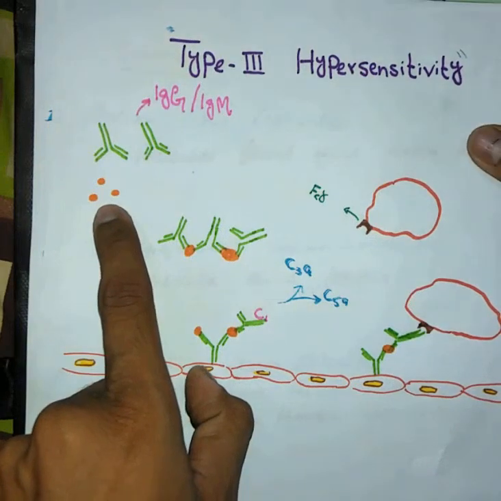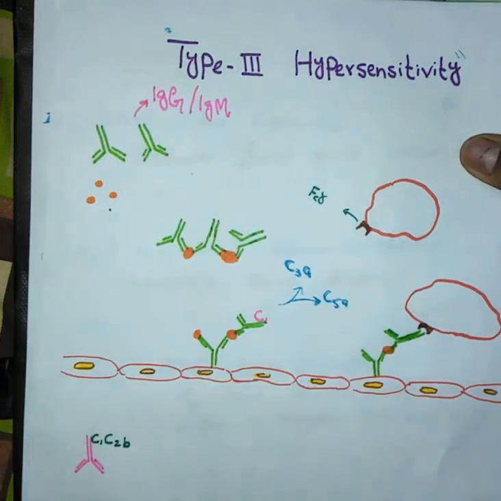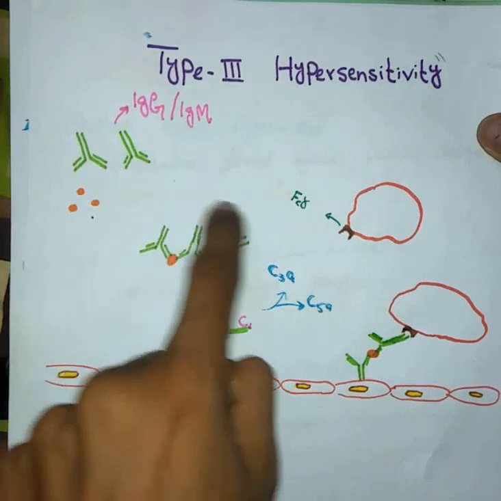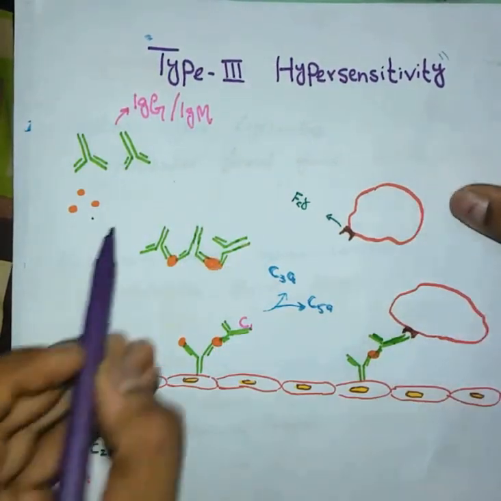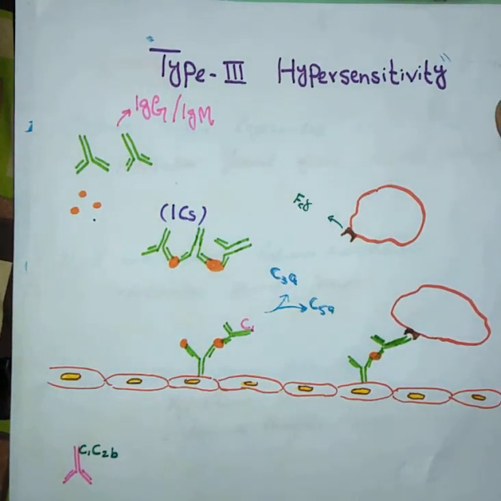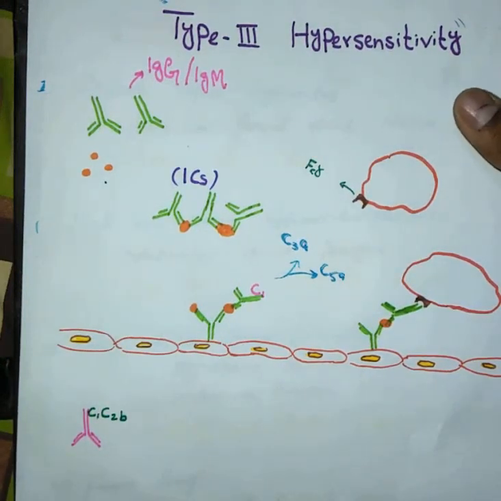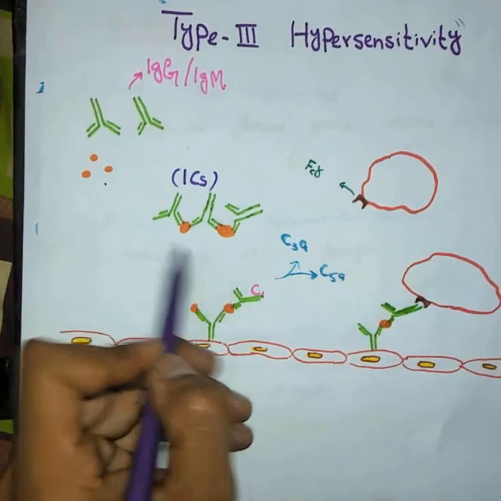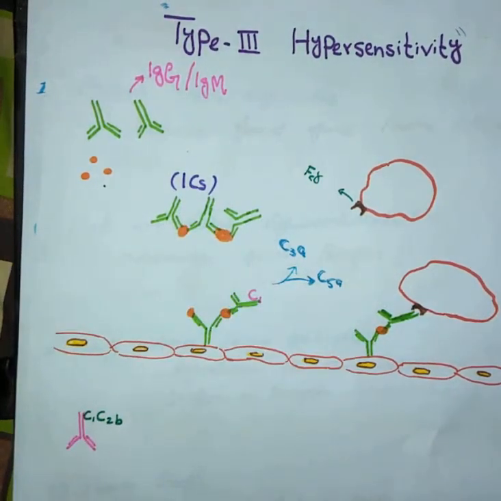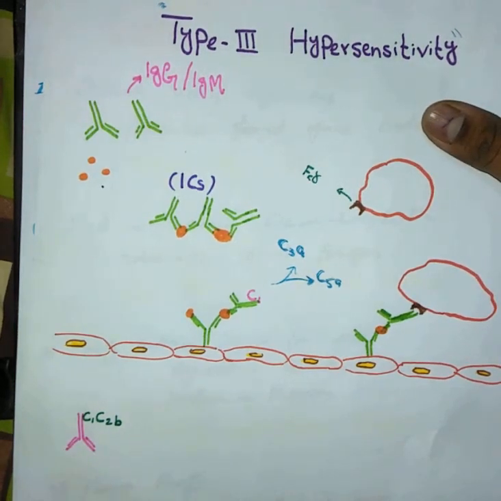Once the antigen enters into our body and either IgG or IgM antibody has been produced by our immune system, the antigen antibody complex will be formed, which is called an immune complex, or ICs. Suppose these immune complexes deposit on the wall of the blood vessels, because they are too large to be phagocytosed by any neutrophil, macrophage, or any other phagocytic cells. So they will deposit on the wall of the blood vessel.